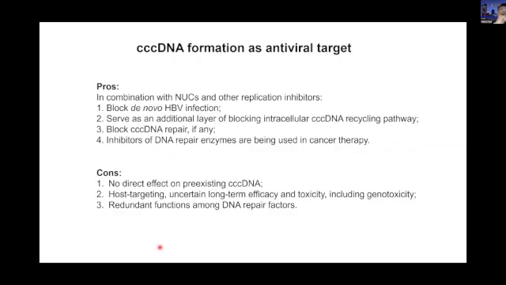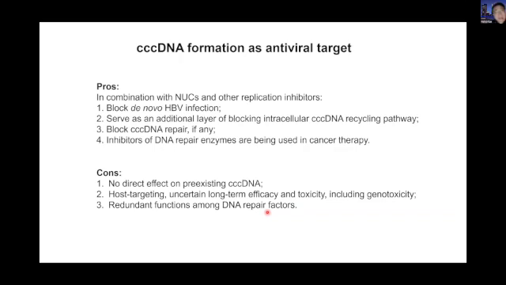Using cccDNA formation as an antiviral target has both pros and cons. To summarize, in combination with the nukes, those cccDNA formation inhibitors, if available, can block the de novo HBV infection, right? And they can also serve as an additional layer of blocking the intracellular cccDNA recycling pathway.